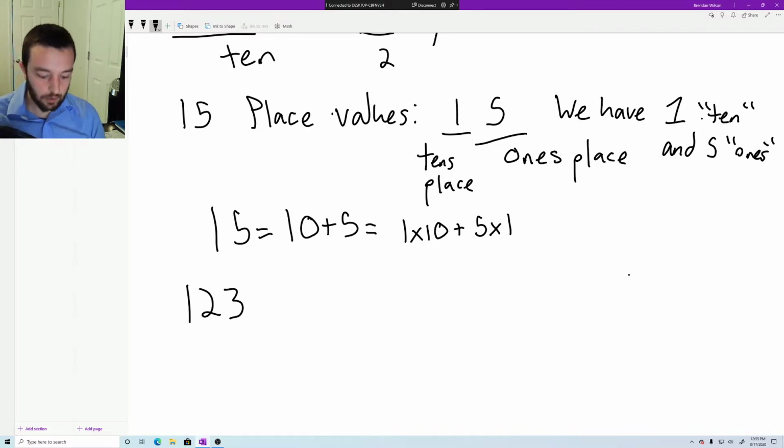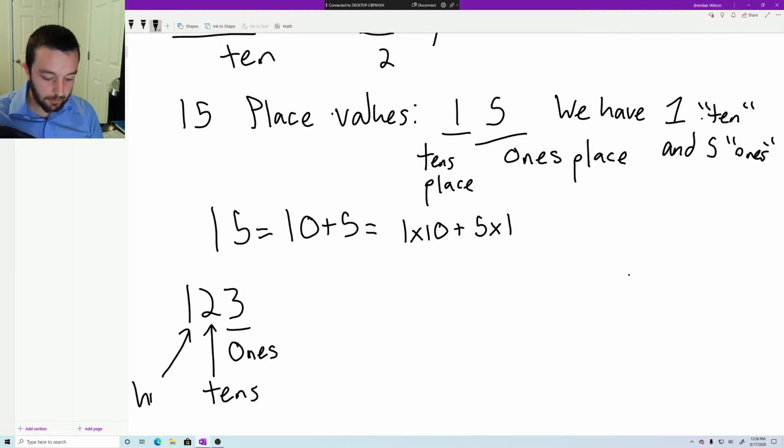Well, the rightmost digit is always the ones place, assuming we don't have any decimals. Right now we're not going to assume we have any decimals, because we're not going to talk about decimals until chapter 5. So this is always the ones place. The second number is always the tens place. Now the third number we haven't seen before, this is the hundreds place.